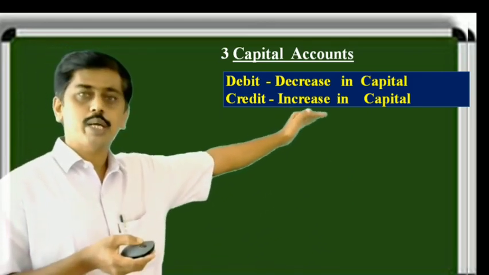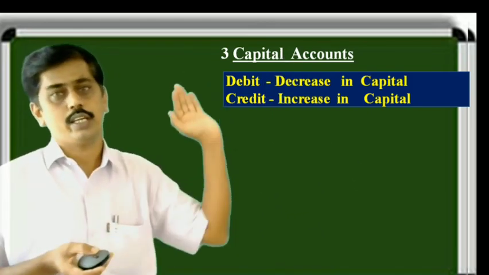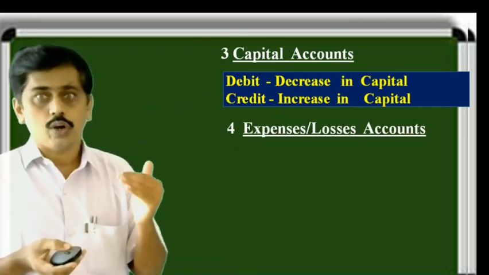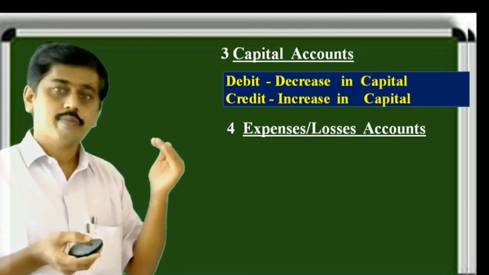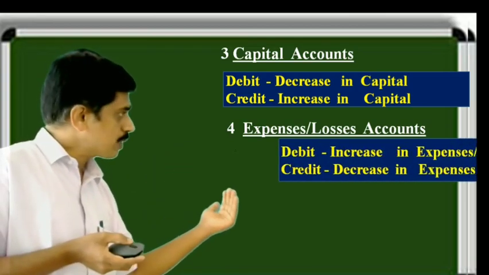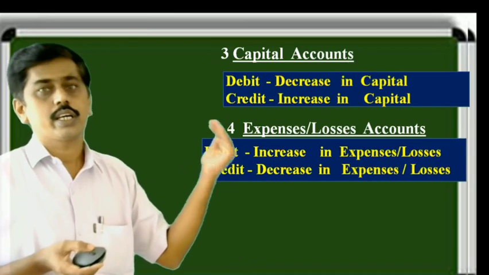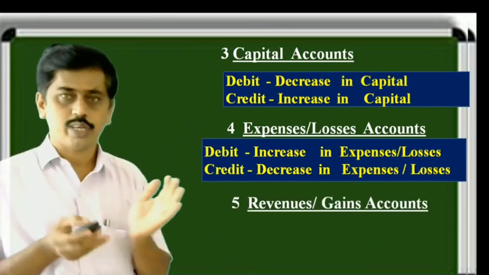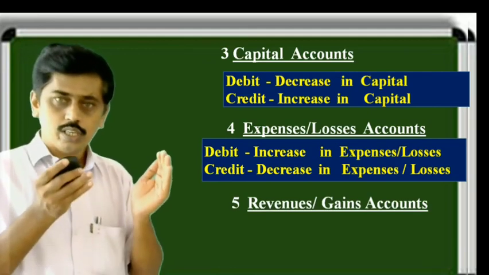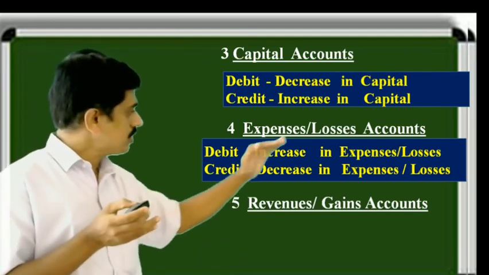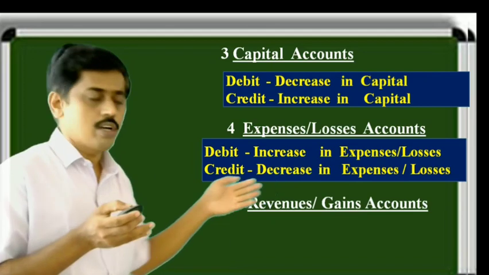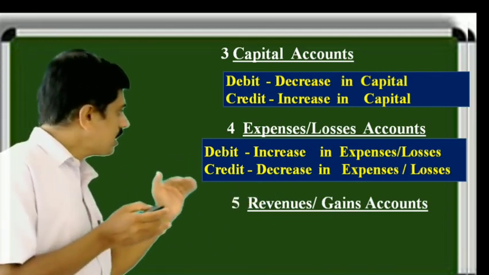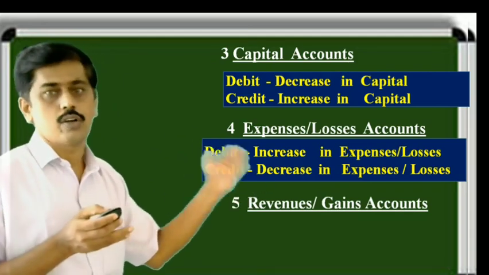Decrease in capital should be debited and increase in capital should be credited. Then expenses or losses: debit increase in expenses or losses, credit decrease in expenses or losses. In case of expenses or losses, what is the rule? The rule is debit increase in expenses or losses, credit decrease in expenses or losses.